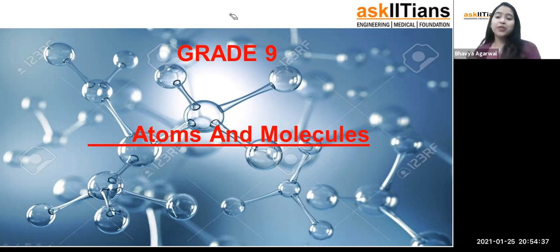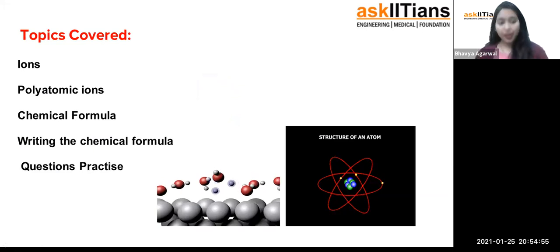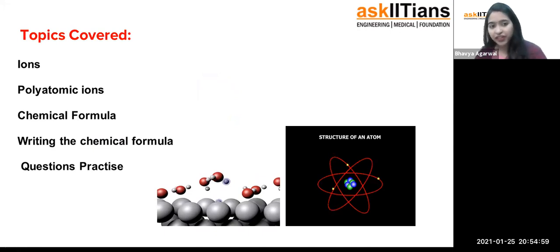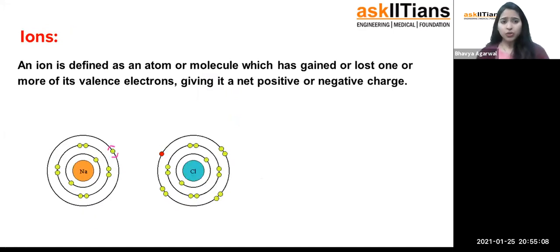So in today's class, we are going to take the chapter to the next topic, which is about ions and polyatomic ions. So in this particular class, we will be discussing these topics: ions, polyatomic ions, chemical formula, and how to write it. What is the significance of it? And what exactly are ions? So which is going to be our major topic today.